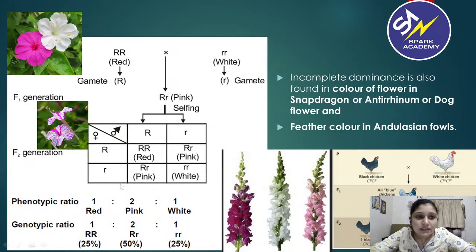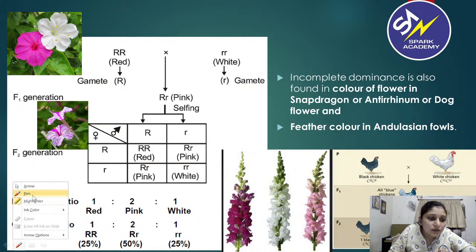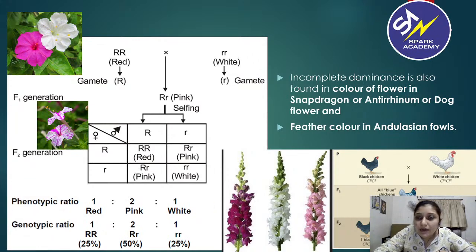Next, see, this is Mirabilis jalapa. Normally it is red and white in color, or what we call dark pink and white. Here this type of flowers we are getting, and here also we are getting a pink flower. So incomplete dominance is found in the color of this flower.